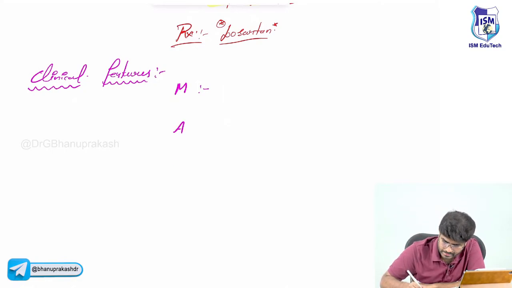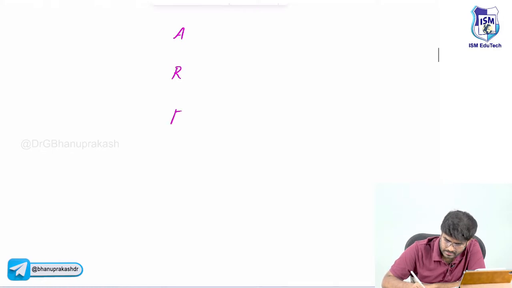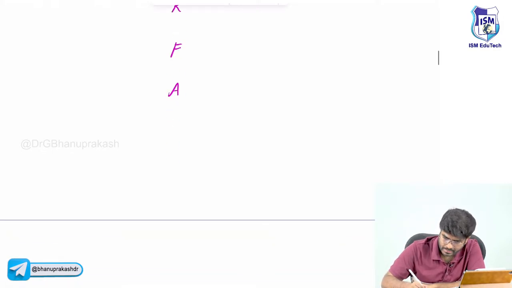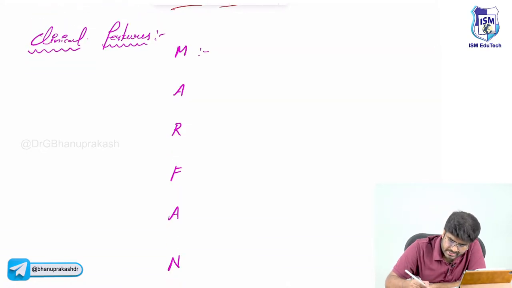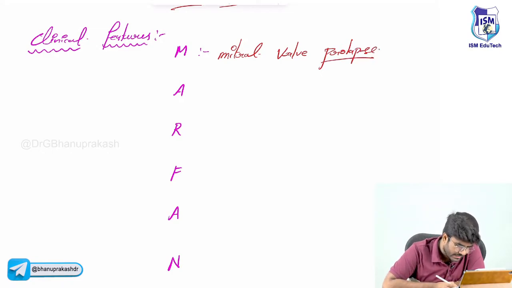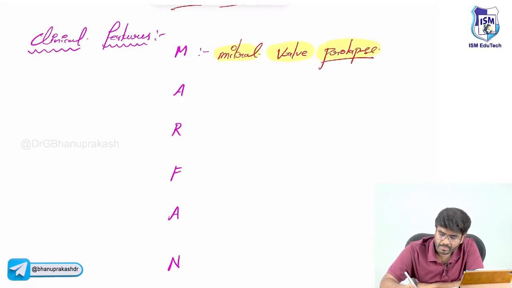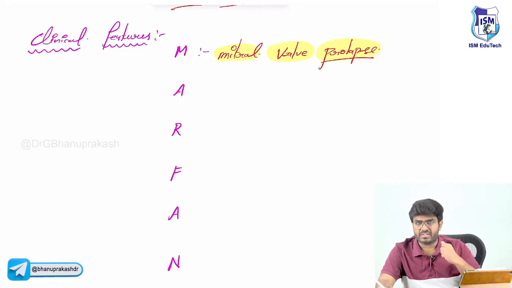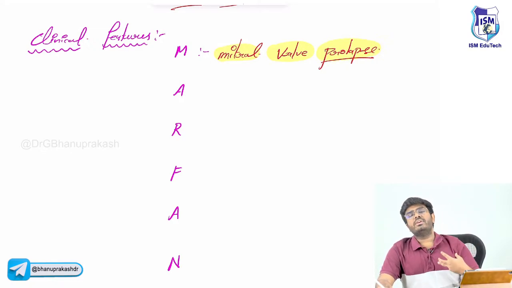M, A, R, F, A, N, S. Marfans. Here, the M stands for mitral valve prolapse. Excellent, mitral valve prolapse. Let me try to integrate. If I am the person who is having a mitral valve prolapse because of Marfan syndrome, see, I'm the one who is having mitral valve prolapse.